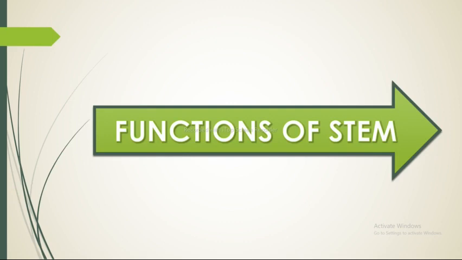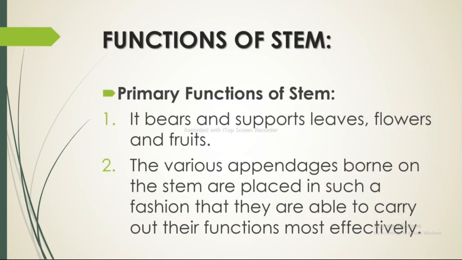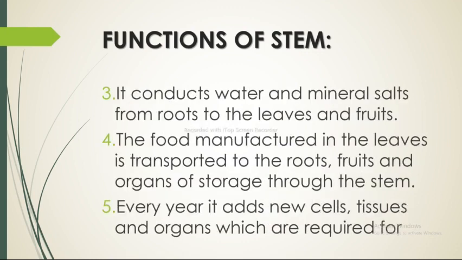Next I am going to discuss about the functions of stem. So first I will discuss about the primary functions of stem. First, it bears and supports leaves, flowers and fruits. Second, the various appendages borne on the stem are placed in such fashion that they are able to carry out their functions most effectively. Third, it conducts the water and mineral salts from the roots to the leaves and fruits.